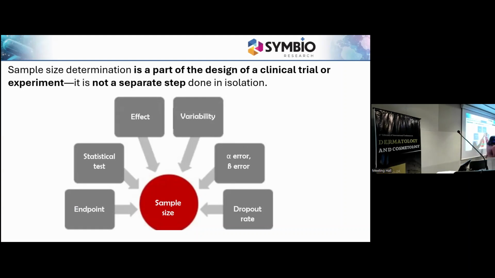Then variability. We want to understand, in the previous trials, what variability we had seen between the two groups. What is the standard deviation? What is the deviation between the two groups? Then the alpha and the beta, that is the type 1 and type 2 error, false positive and false negative. And understanding the dropout rate. As we said, dropout is very, very common. So when we are doing sample size calculation, it is very important to consider 10%, 20%, depending upon the kind of clinical trial that we are doing.